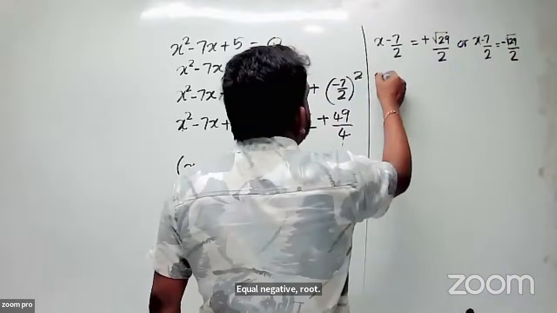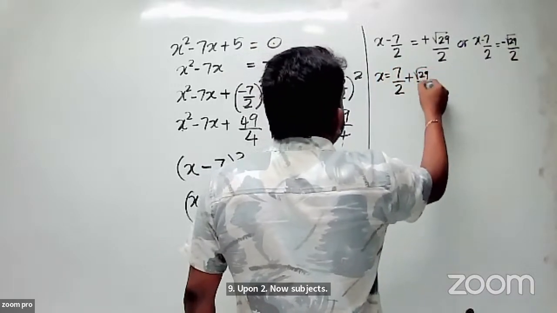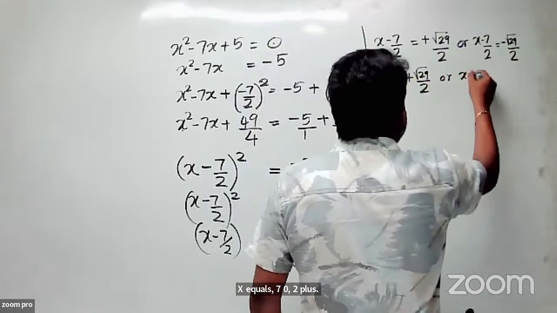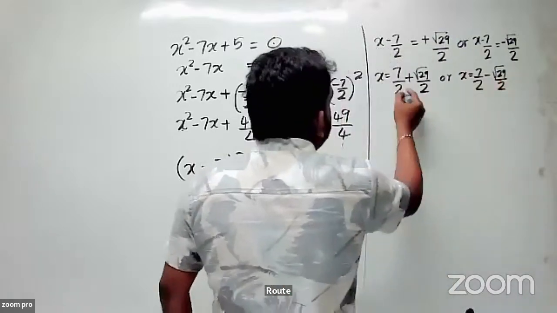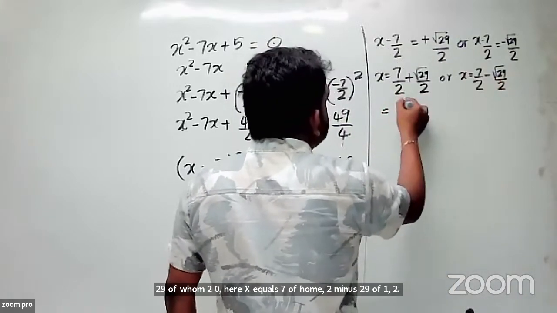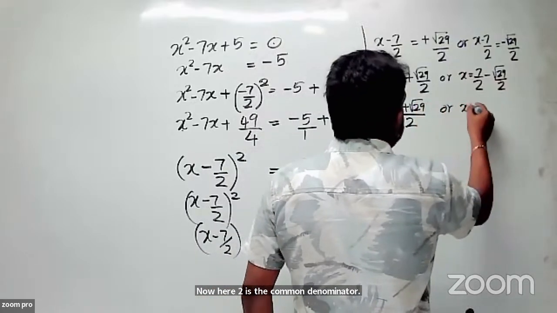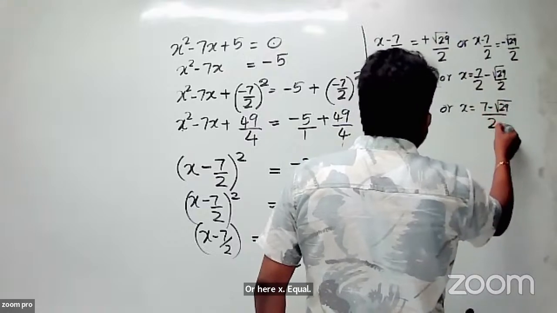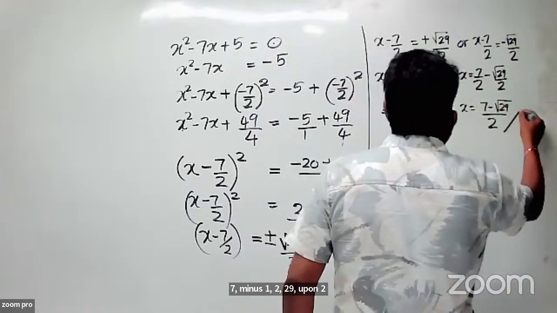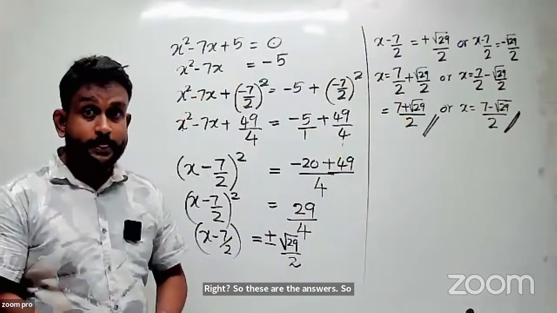Now make x the subject: x equals 7 upon 2 plus root 29 upon 2, or here x equals 7 upon 2 minus root 29 upon 2. Now here 2 is the common denominator: x equals 7 plus root 29 upon 2, or here x equals 7 minus root 29 upon 2, right? So these are the answers. So you cannot further simplify root 29.